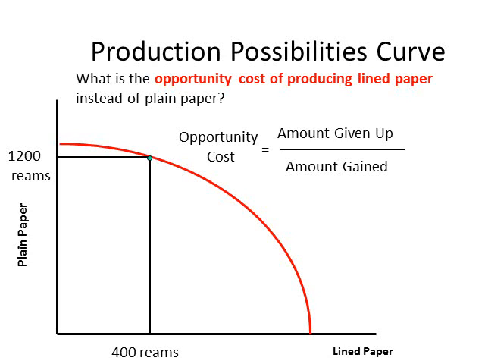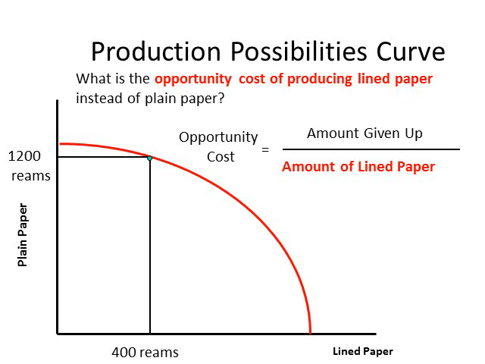The question being posed is what is the opportunity cost of producing lined paper instead of plain paper? To do this, we will need to write down our formula. Opportunity cost is equal to the amount given up divided by the amount gained. We're going to need to substitute in something for the amount gained. The words opportunity cost are a code word for the thing that is being gained. So whenever you see the words opportunity cost of producing some good, that will be substituted in for the amount gained.